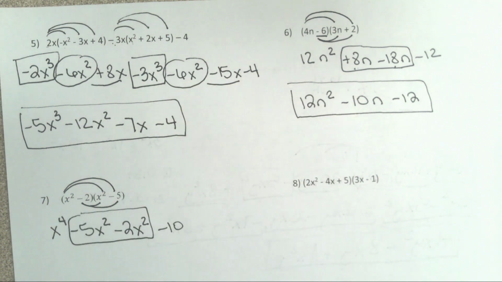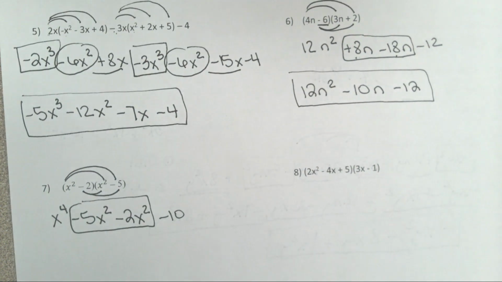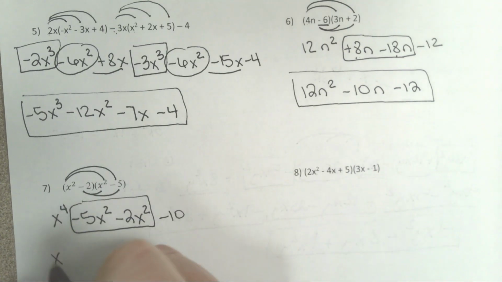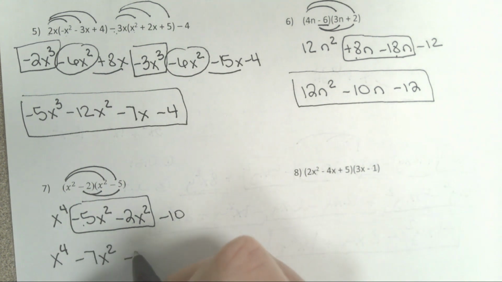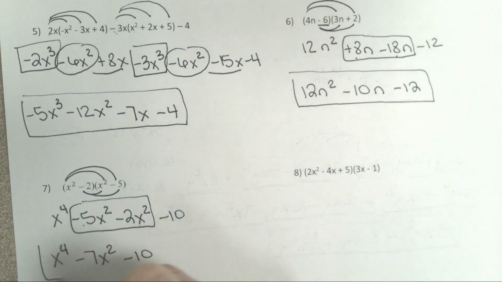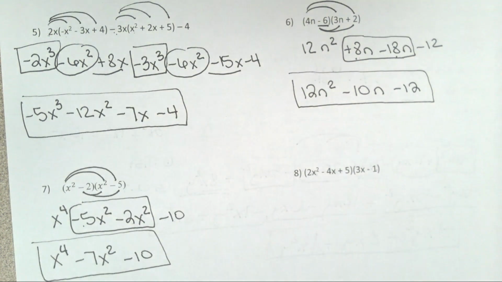These middle two are my only like terms. I don't have any other x to the 4, so I just write it down. It stays. Negative 5 minus 2 adds up to negative 7x squared. And bring down your constant. Fully simplified, all done.